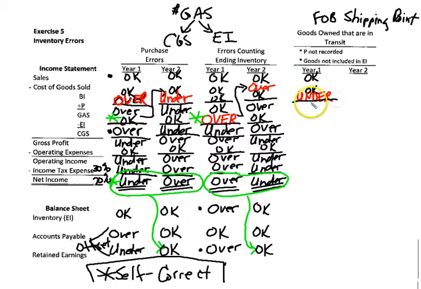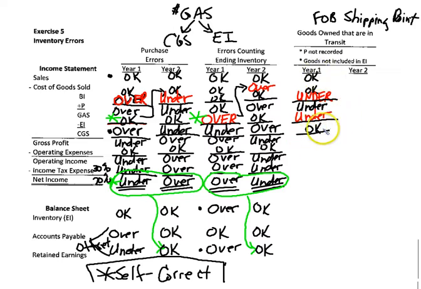So if purchases is understated, then goods available for sale will also be understated. So that's one of the errors. The other error is that the goods aren't on hand, so we didn't include them in ending inventory. So there again, we understated ending inventory. So we have two errors, don't we? Both purchases and ending inventory. These two will offset each other, and cost of goods sold ends up being okay.